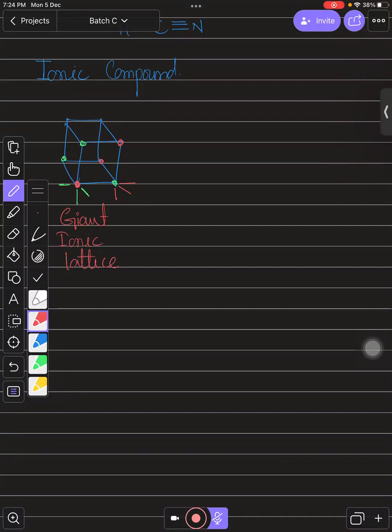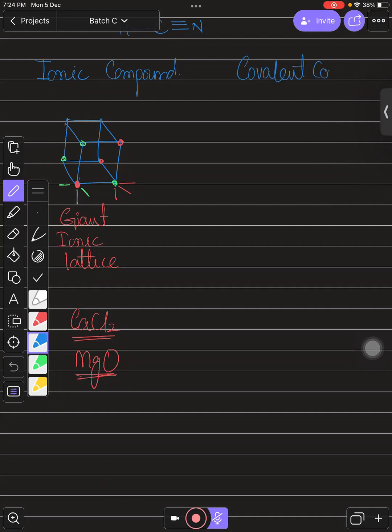So if I ask you, kids, what is the name of the structure present in calcium chloride? Giant ionic lattice. Yes. Suppose I ask you what is the name of the structure present in magnesium oxide? Giant ionic lattice. That's great. You need to remember that all the ionic compounds have the structure known as giant ionic lattice.